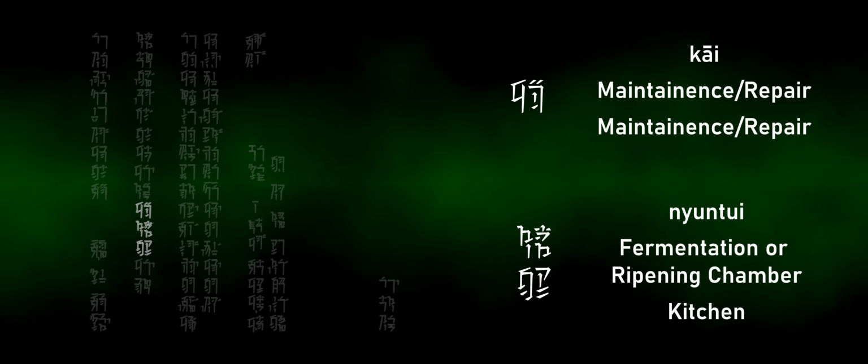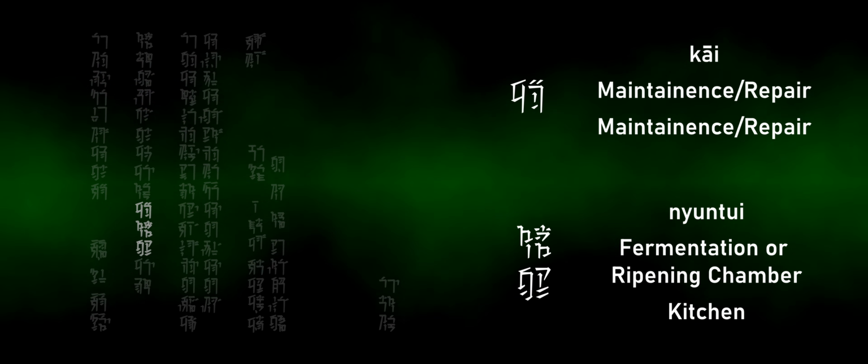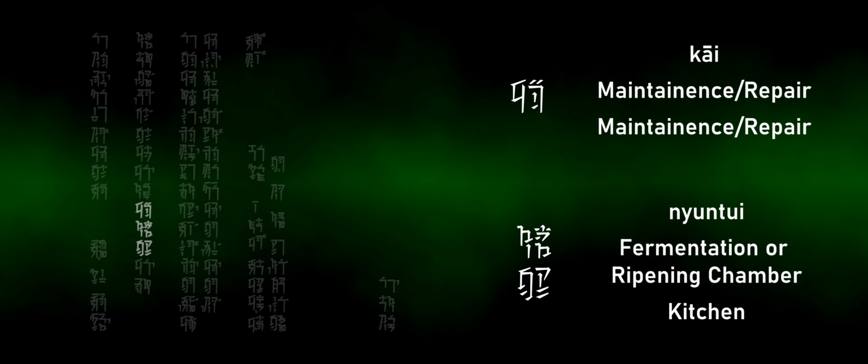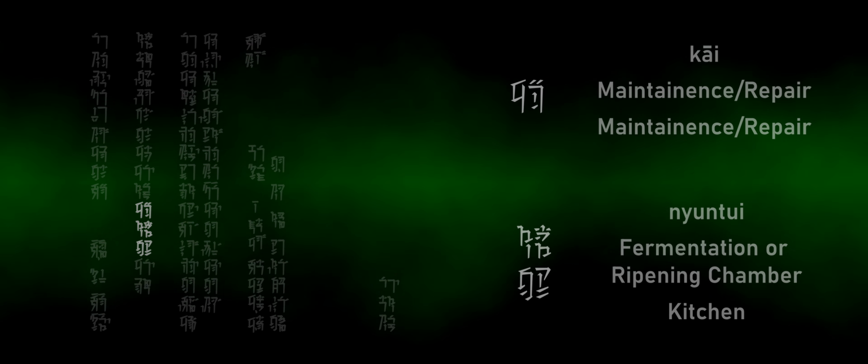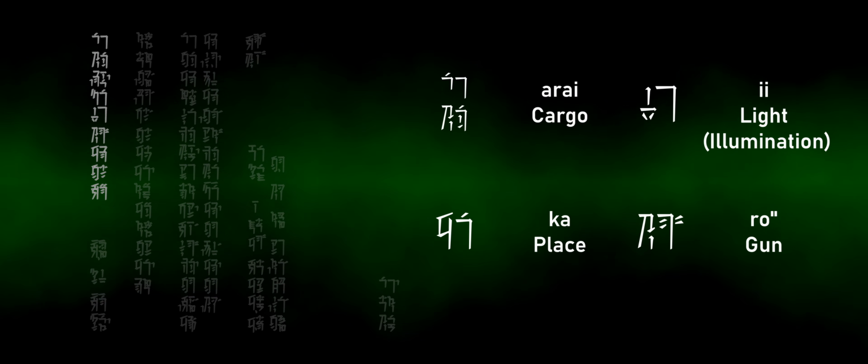After the blocks for airlock and cockpit, we have Kai, meaning maintenance, and Nyunti, which means fermentation chamber, but is also used to mean any sort of kitchen or food prep area. And then the last block is mostly another collection of generic ship-related terms.